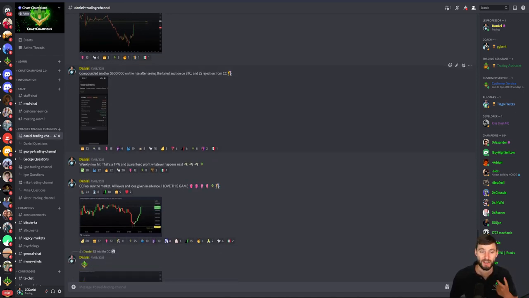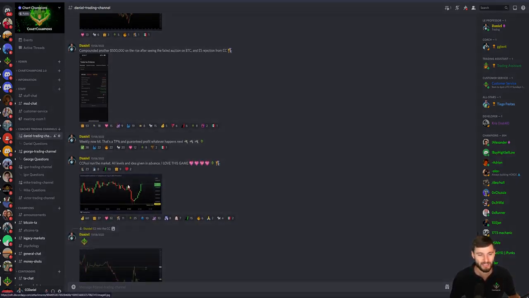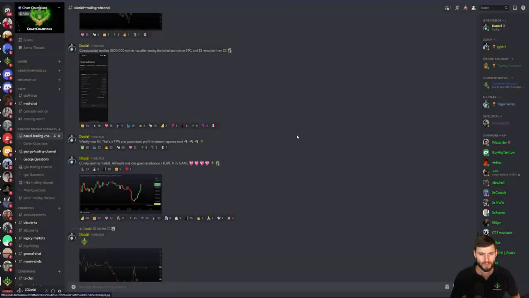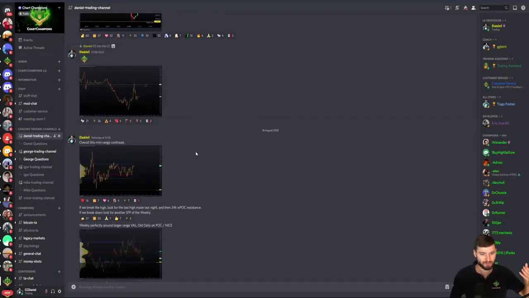We did get that rejection. ES did reject from the CC. Bitcoin did reject from that failed auction. And we obviously came down to that weekly, where we tapped that weekly perfectly. In the end, we put in another mini range here, of course. And from that mini range, we obviously just remain range bound.